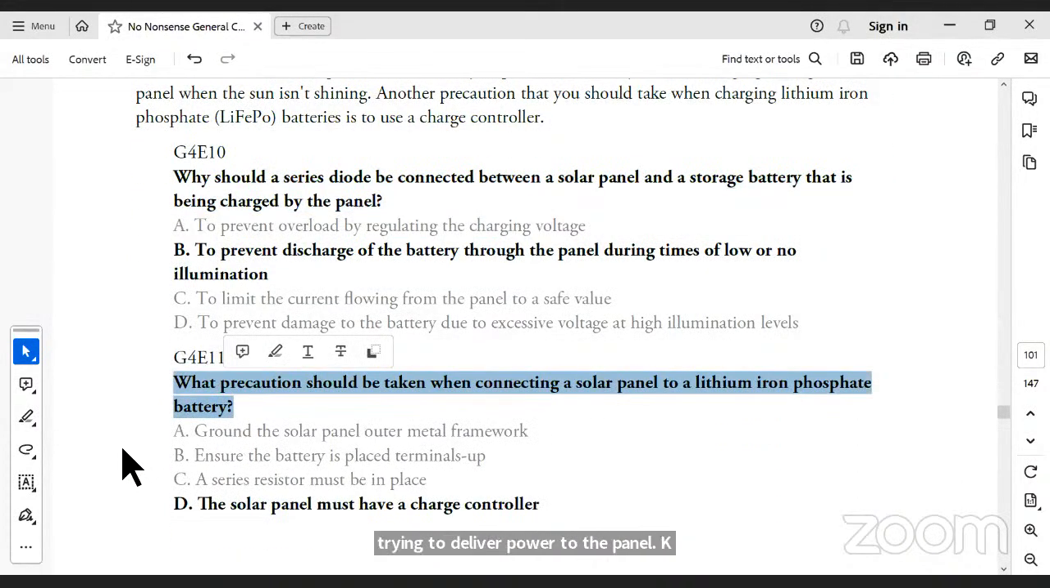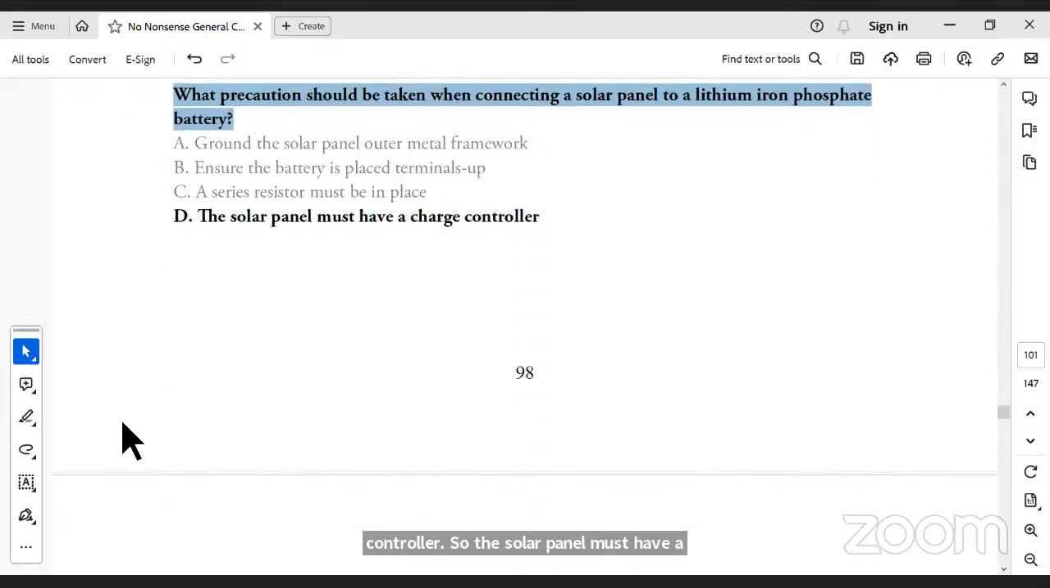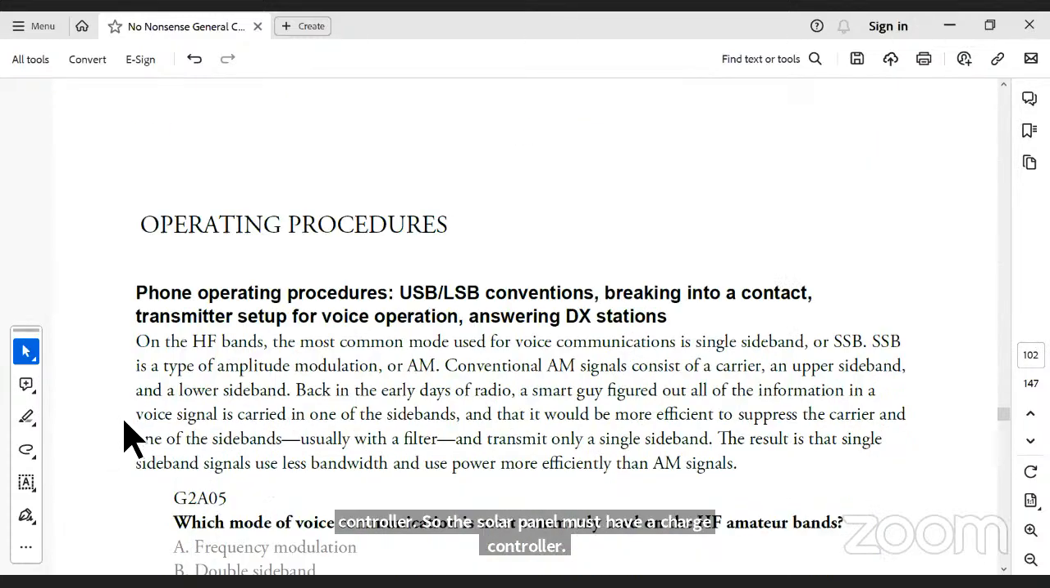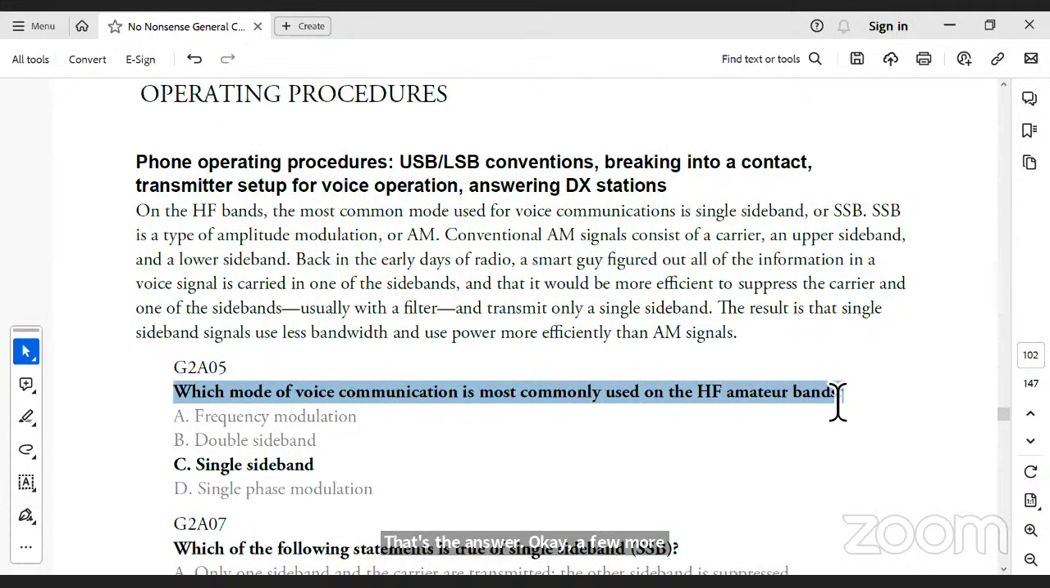What precaution should be taken when connecting a solar panel to a lithium iron phosphate battery? So we did say in such a case, we must use a charge controller. So the solar panel must have a charge controller. That's the answer. Okay, a few more questions.